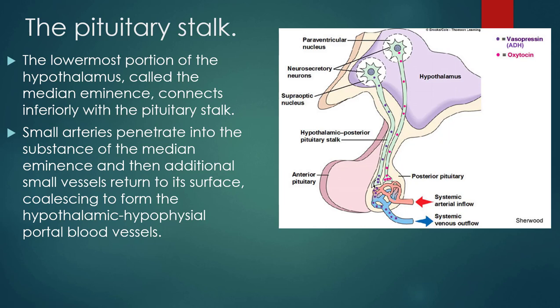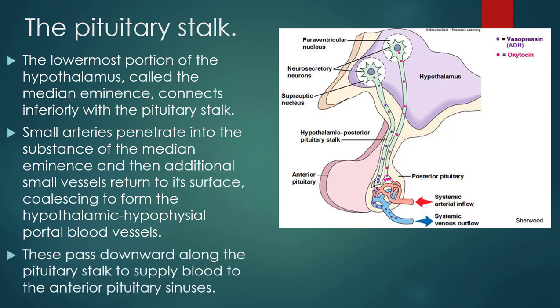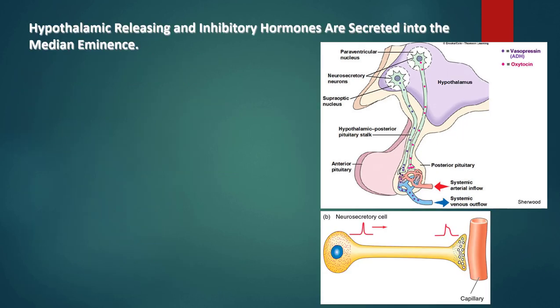Small arteries penetrate into the substance of the median eminence, and then additional small vessels return to its surface, coalescing to form the hypothalamic hypophysial portal blood vessels. These make the hypophysial portal blood vessels. These pass downward along the pituitary stalk to supply blood to the anterior pituitary.